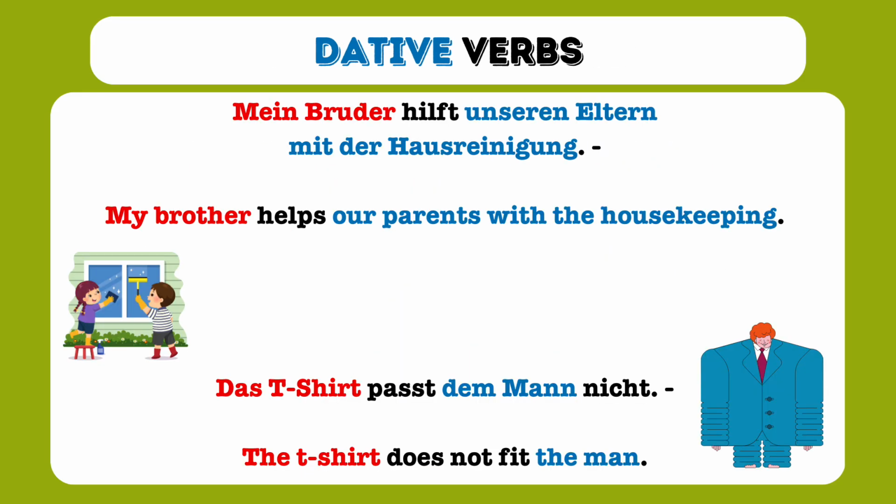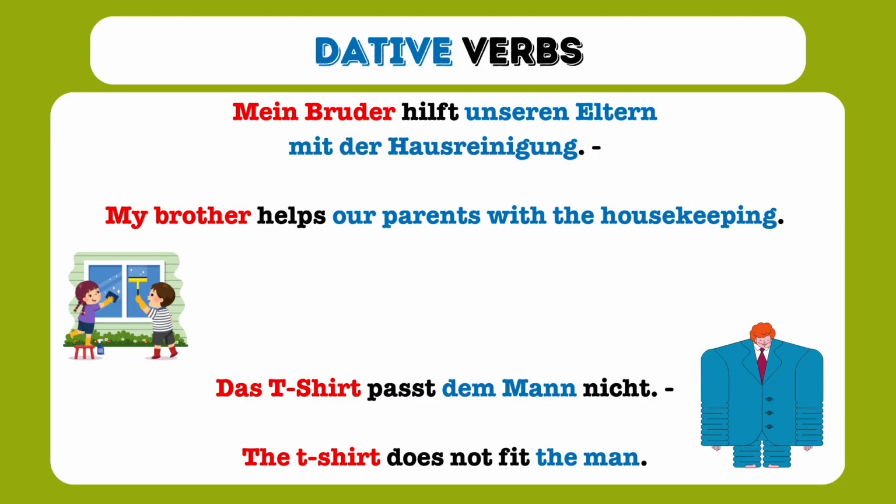Besides being used with the indirect object, the dative case can also be used with the objects of certain verbs that, instead of using the accusative case, will actually be used with the dative case. This is usually used with people, but it doesn't necessarily have to be. Here's an example. Mein Bruder hilft unseren Eltern mit der Hausreinigung. My brother helps our parents with the housekeeping. Our parents here are the object of the dative verb helfen, which is hilft in this form. Unseren Eltern is shown here in the dative case because of that fact.